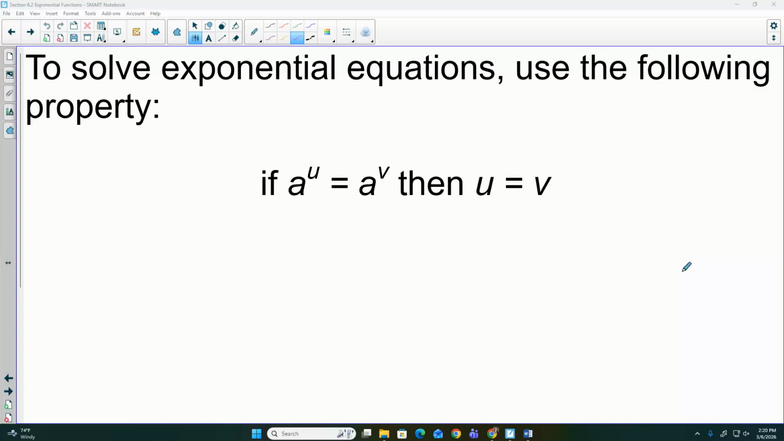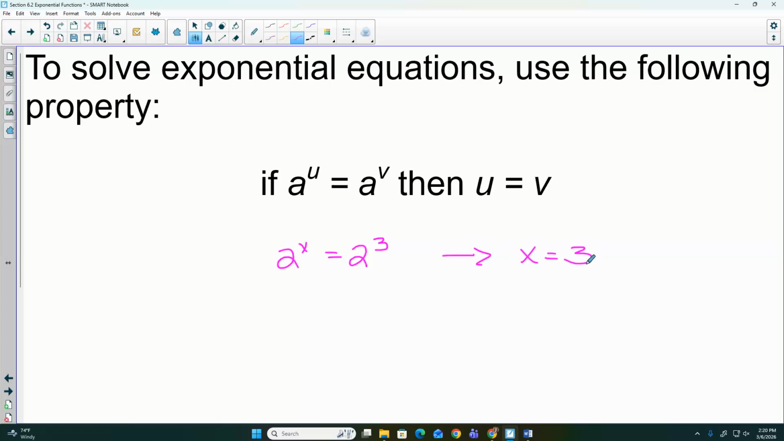So we are going to start solving exponential equations. And to do that, we are going to have to use this property. If a to the u equals a to the b, then u equals b. That tells us if we have the same base written once on each side, then the exponents have to be equal. So if I said like 2 to the x equals 2 to the third, that means that x is equal to 3.